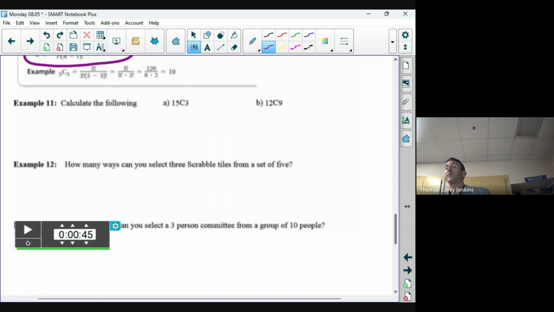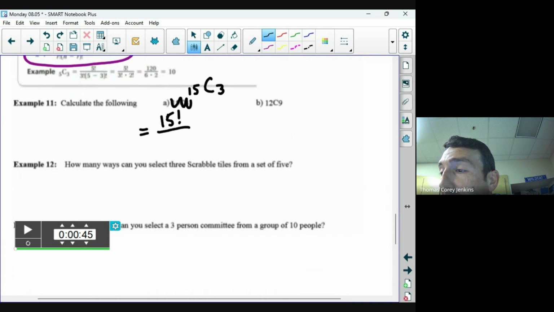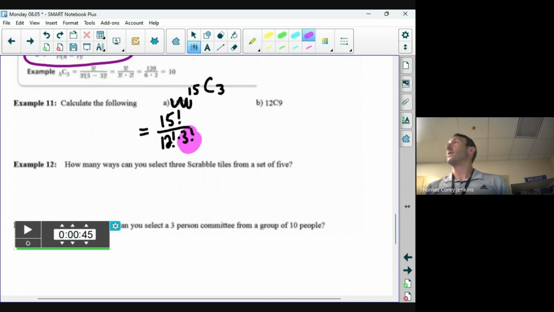All right, so let's go ahead and try to do 15C3. Again, this should show up as little 15, big C, little 3. If it were 15P3, then I would have 15 times 14 times 13, right? But here, I also add in 15 factorial divided by 12 factorial times 3 factorial. So that throws out the repeats. This is the new addition here, the thing that throws out the repeats.